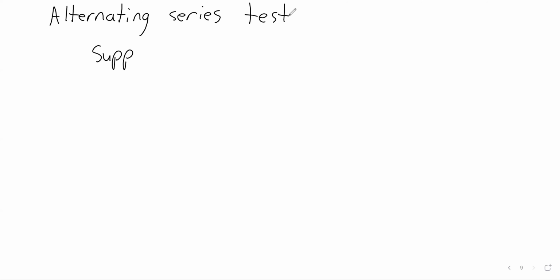Suppose, one, these terms are going to 0. If they're not going to 0, then the nth term test tells us that this does not converge and there's nothing else to do.